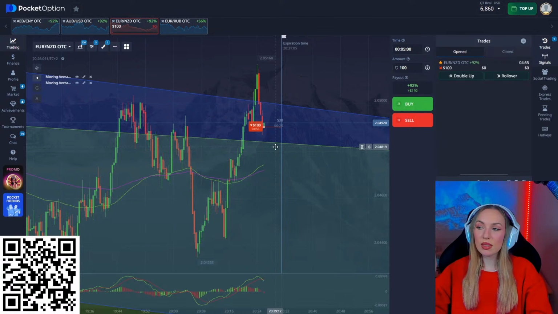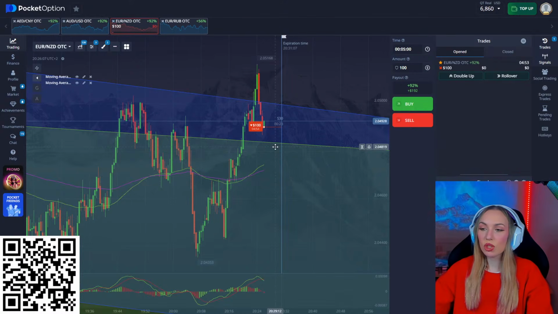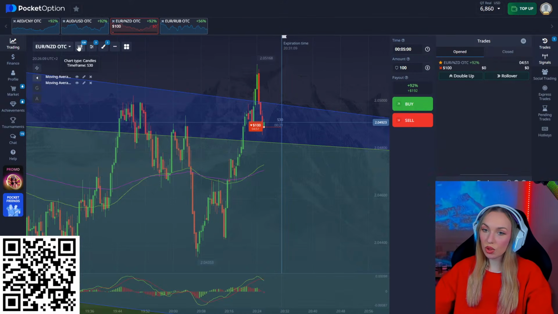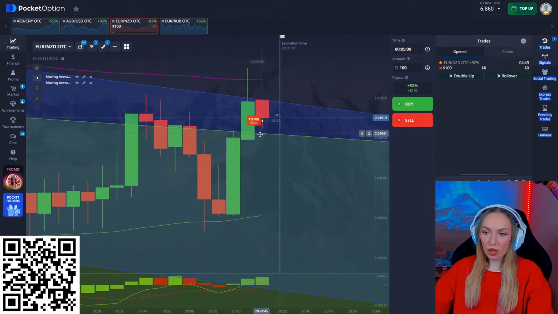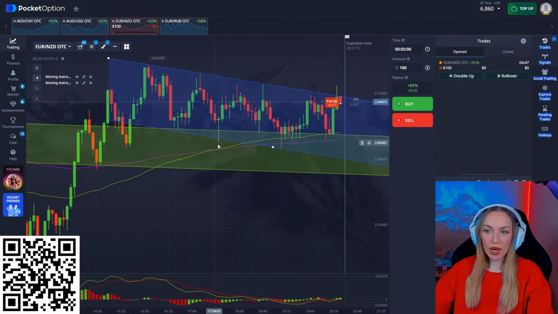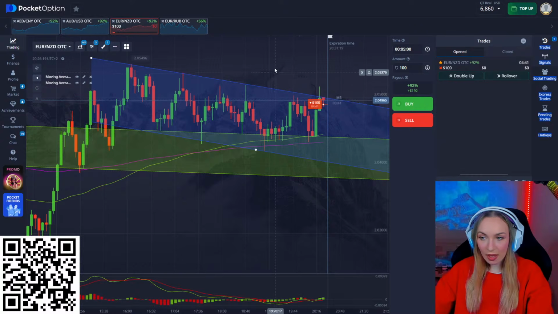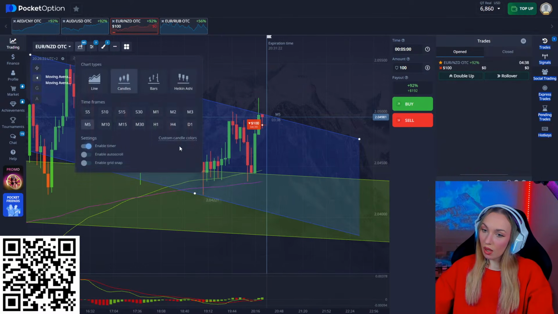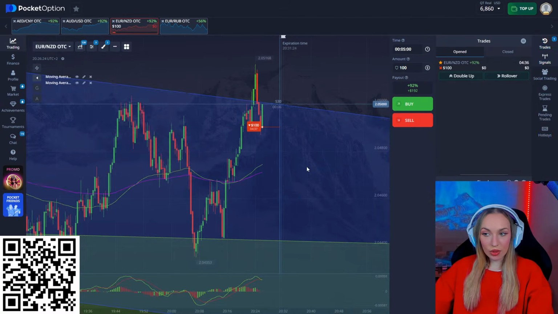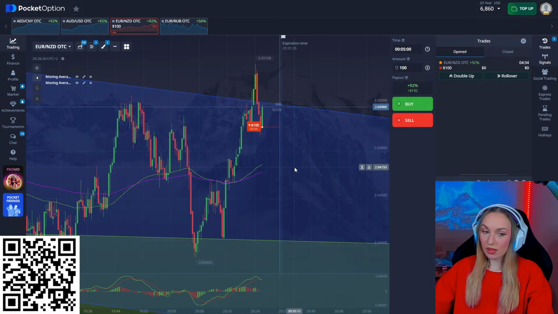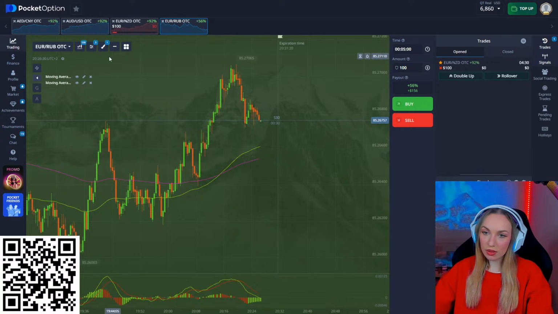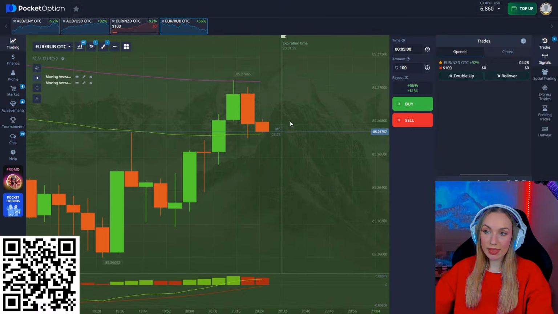Anyway, Euro NZD 5 minutes in the downward direction. I opened the trade with $100. So you see, so many touches, 1, 2, 3, 4, 5, and it's the 6th touch of the support, which is already a lot. So that's why this is a risky trade. But anyway, I already entered and we're gonna see if it was a mistake or not.